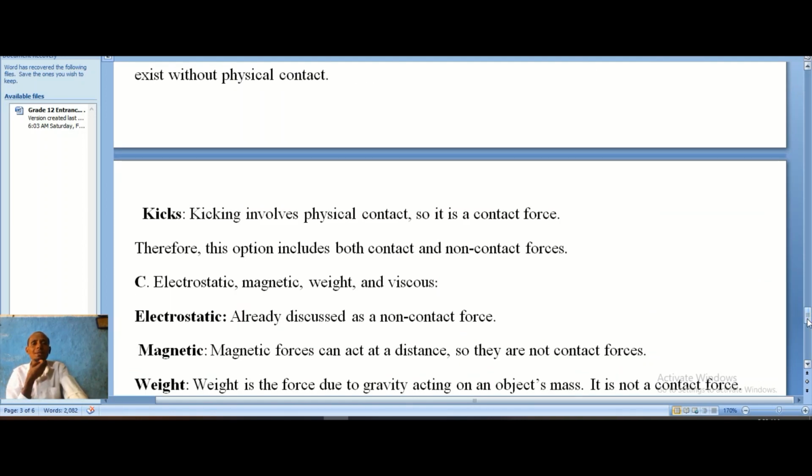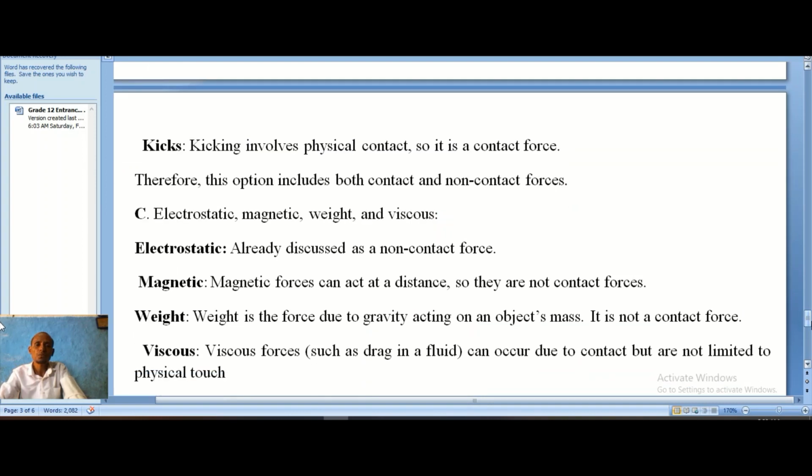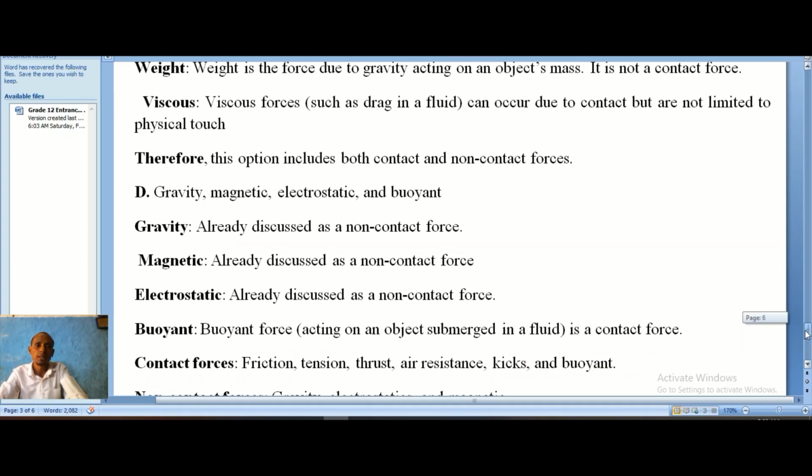When we come to choice C, electrostatics, magnetic, weight and viscosity. Electrostatic was already discussed as a non-contact force. Magnetic forces act at a distance, and weight is the force due to gravity acting on an object of mass. It is not a contact force. Viscosity is a force that can occur due to contact, but is not limited to physical touching.